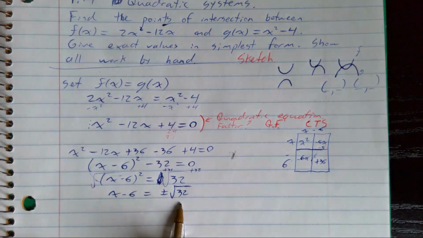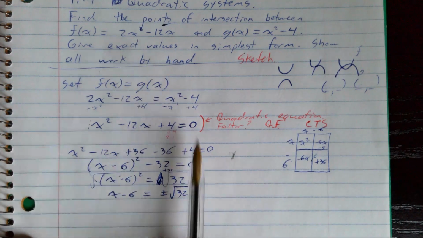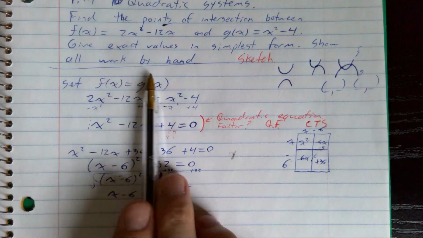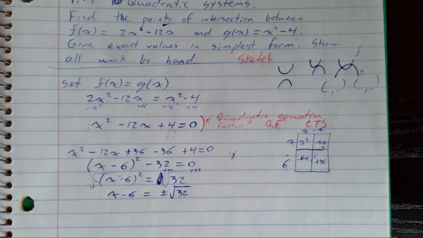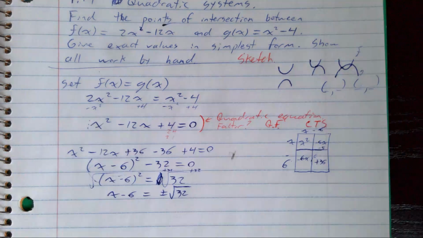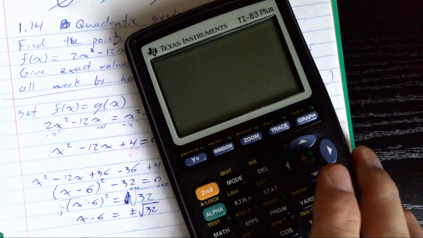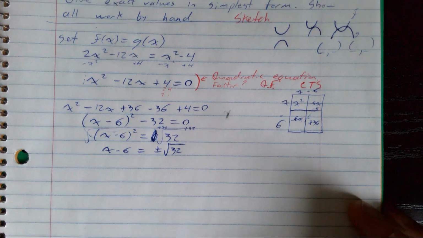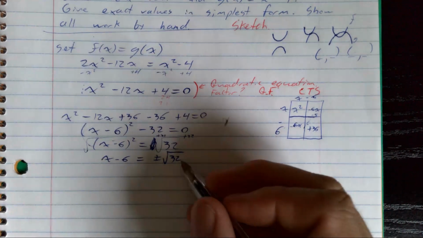And here we go with the exact values in simplest form. When the question says exact values in simplest form and show all work by hand, that doesn't mean show me what your hand is doing on your calculator. It is not calculator time. Get rid of the calculator. Right? To get full marks, to convince me that you're doing this by hand, show me the simplification of root 32.